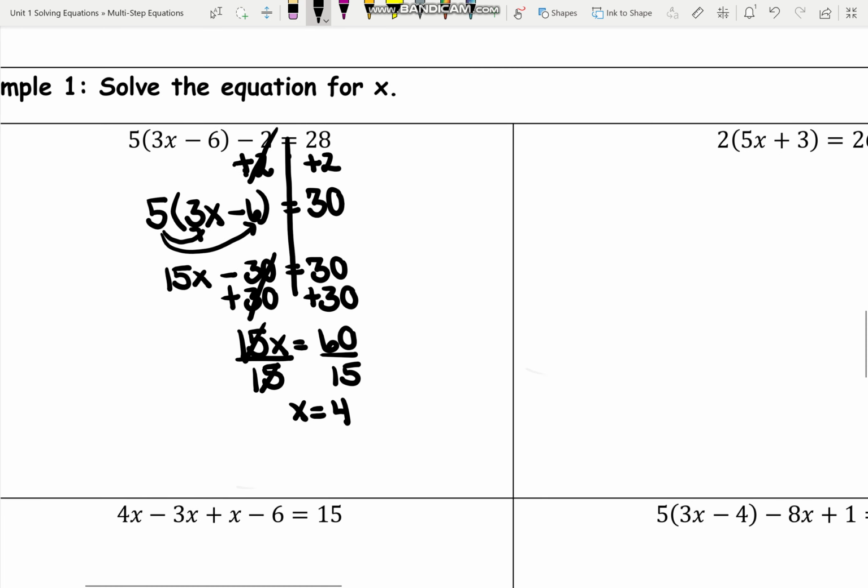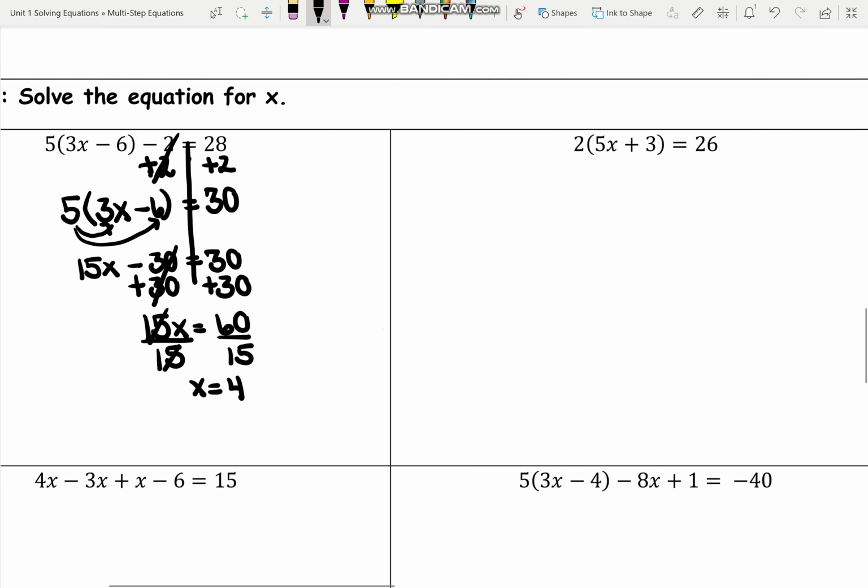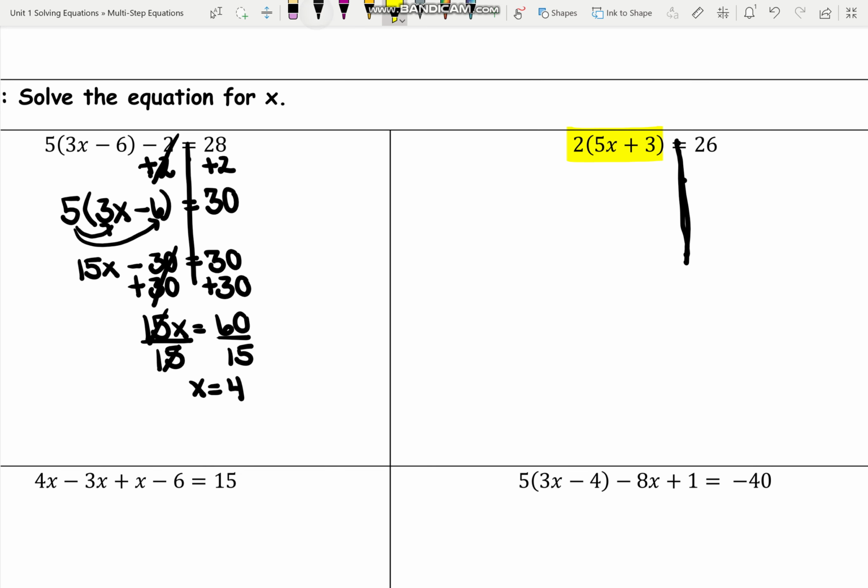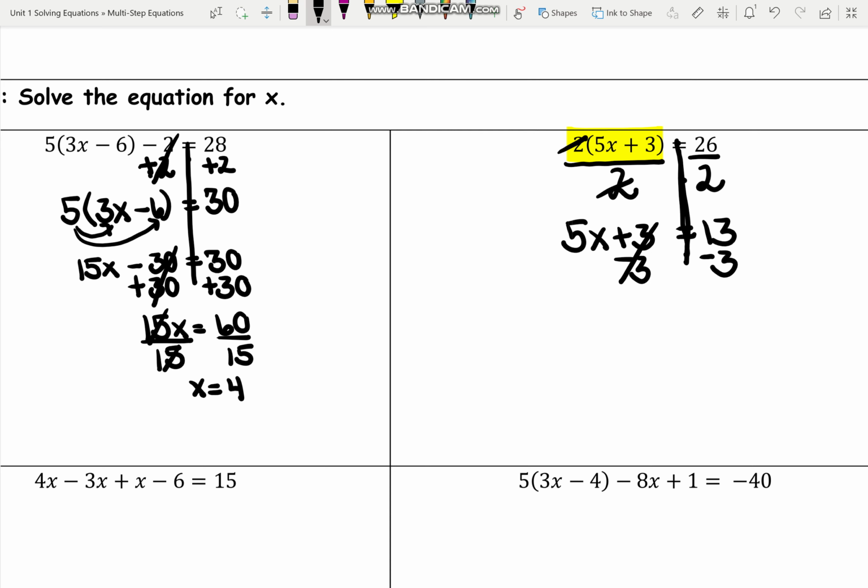Alrighty, when we come to this problem over here, I want to actually show you, multiplication isolated here, I can actually start out this problem. I can distribute, or I can divide both sides by 2 here. These cancel out. Subtract 3 from both sides, I get 5x equals 10. Divide both sides by 5, and x equals 2.